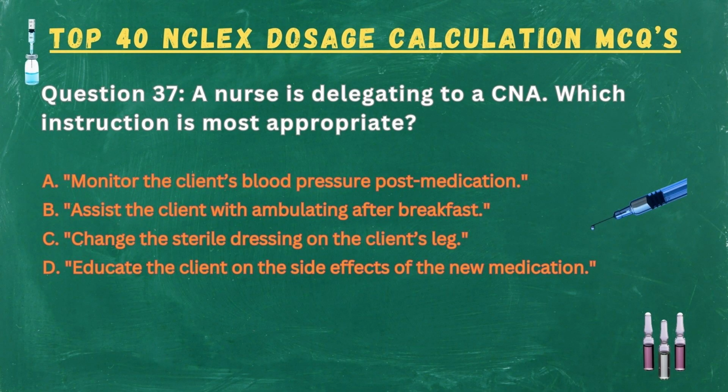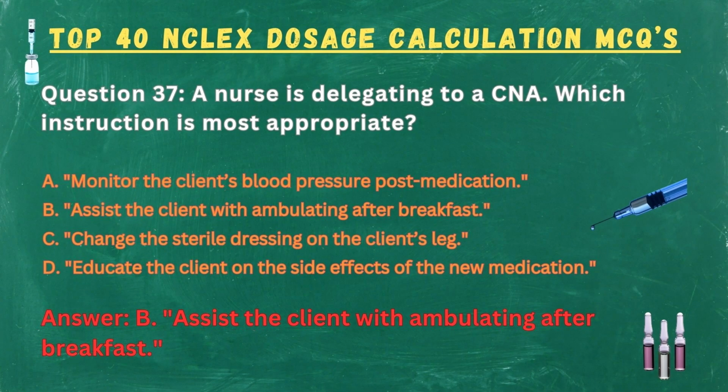Question 37. A nurse is delegating to a CNA. Which instruction is most appropriate? A. Monitor the client's blood pressure post-medication. B. Assist the client with ambulating after breakfast. C. Change the sterile dressing on the client's leg. D. Educate the client on the side effects of the new medication. Answer: B. Assist the client with ambulating after breakfast.